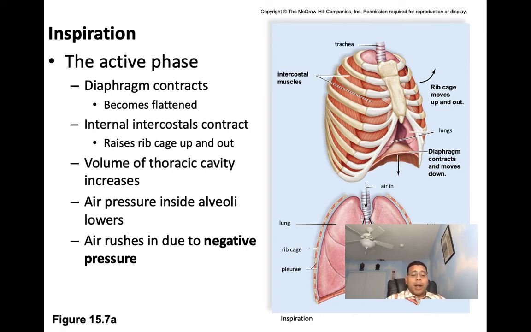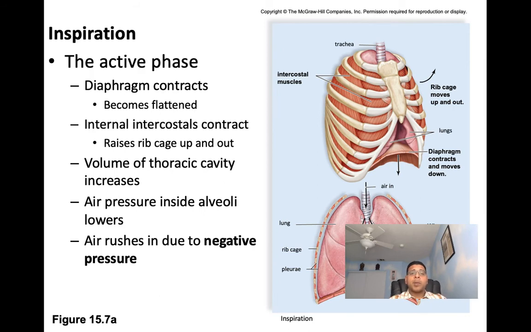The external intercostal muscles contract and the rib cage moves upward and outward, allowing the volume of the thoracic cavity to increase, then allowing air pressure inside the alveoli to lower, allowing air to rush in due to negative pressure. So after this contraction, the volume of air in the thoracic cavity is larger and the lungs are expanded. So here we can see all of that taking place.